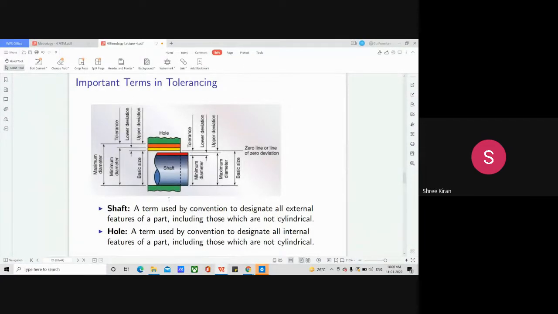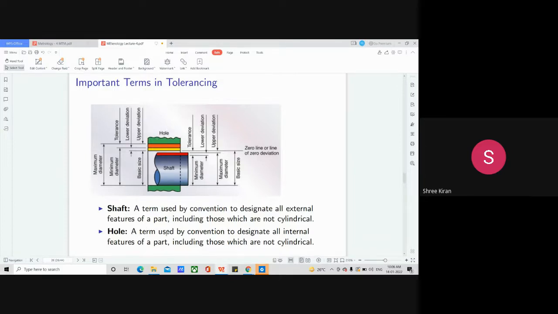Then in this you can see this is the basic size, and of the hole. Then minimum diameter, maximum diameter, all that. The second one is the hole. You see the hole here, we are representing the hole.